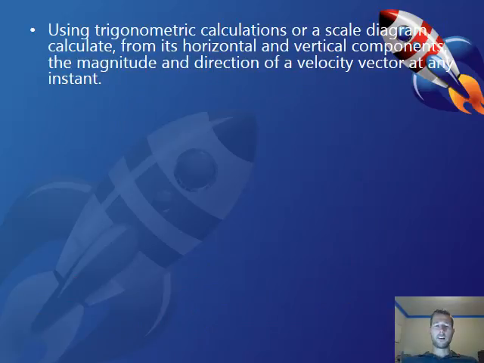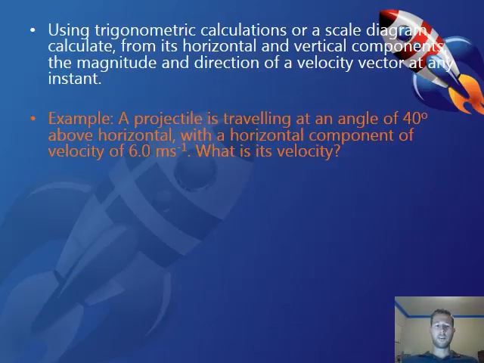Okay, we're going to do another question now, so I'd like you to pause the video and write down the question in orange. A projectile is traveling at an angle of 40 degrees above the horizontal, with a horizontal component of 6 meters a second. What is its velocity? Rule number one is to draw a picture. So we've got the horizontal component, which we know, which is 6 meters a second. We know this angle here, which is 40, and what we want to know is V. Pause the video and have a go at it. Come back when you feel like you've got an answer.